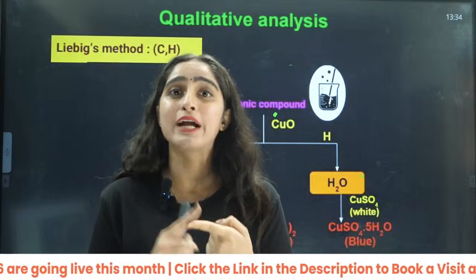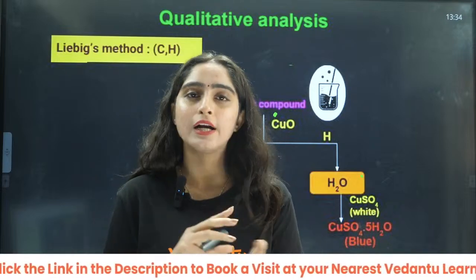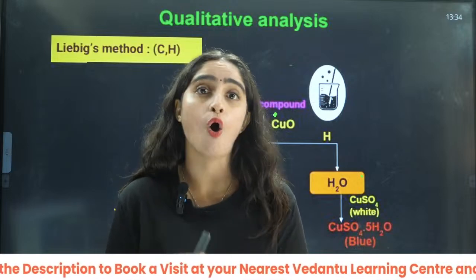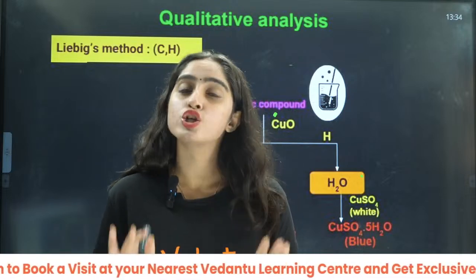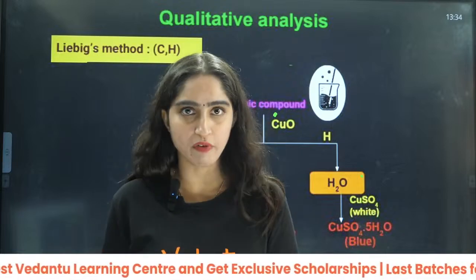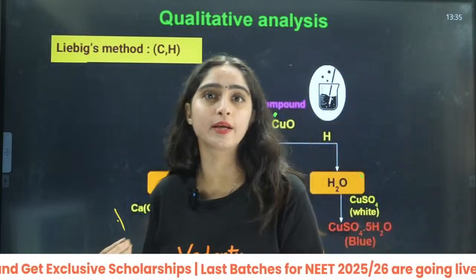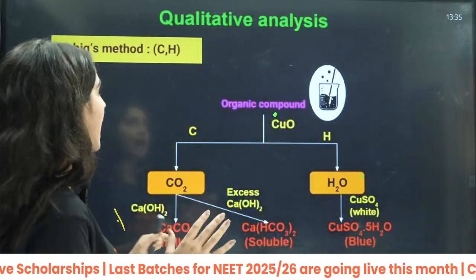Then you can have nitrogen, oxygen, sulfur, phosphorus, different things in your organic compound, right? So we'll see what the tests are to distinguish between these. And these tests will be very important when you do your practical chemistry as well. So now let us start with this.